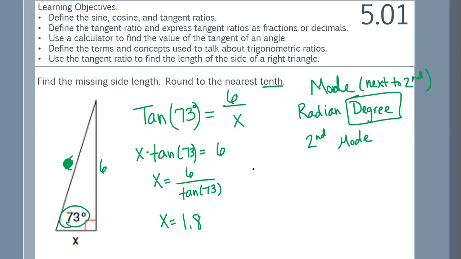You can do this by doing the tangent of 73, which is 3.27, equal to 6 over x. So x equals 6 over 3.27. You come out with the same answer. Again, we're rounding, so either way works, and it's up to you. I just say typing in as tan 73 is the whole entire part of the problem. Your choice.